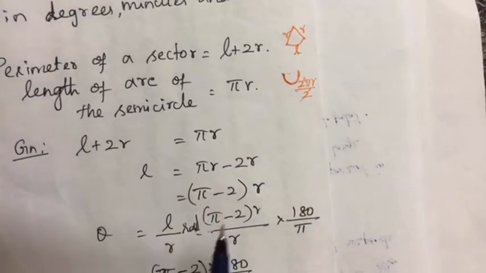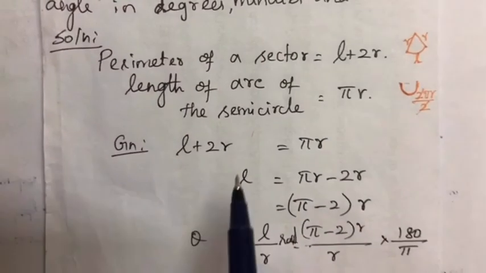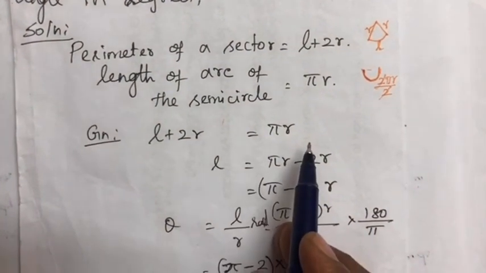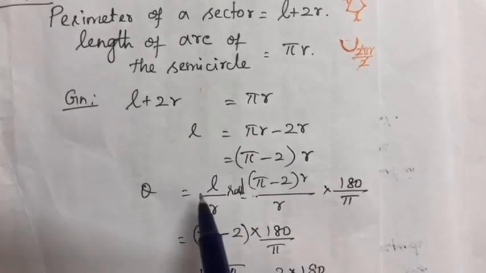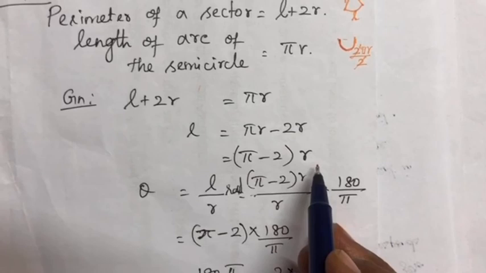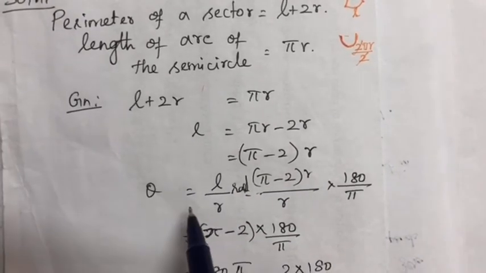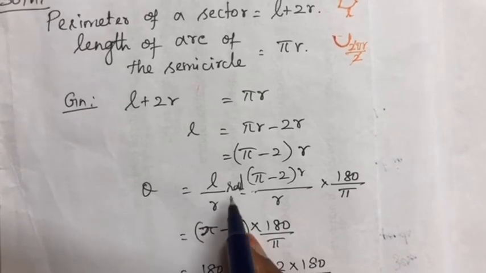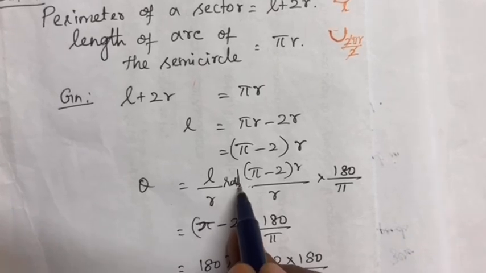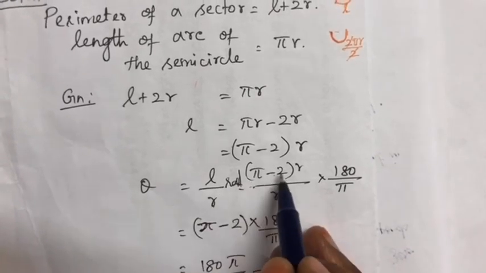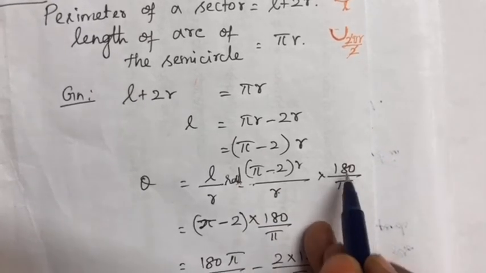It is given that these two are equal. So, L plus 2r is equal to pi r. So, L is equal to pi r minus 2r. We can take r as common. So, pi minus 2 into r. Theta is equal to L by r radians. That is arc length by radius, radians. L is pi minus 2 into r divided by r into radians 180 by pi.